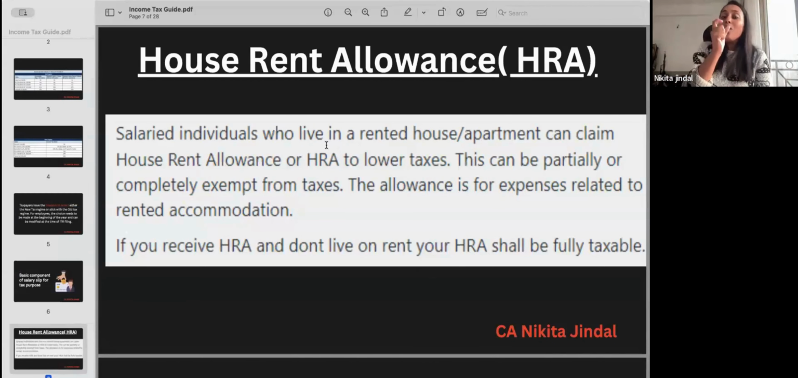For example, if you are receiving HRA of 3 lakh, and you do not pay any rent, you have to pay taxes on the 3 lakh. But if you are receiving HRA of 3 lakh, and you are paying your rent as well, you can claim the exemption. How do you claim the exemption? We will cover that in the next slide.